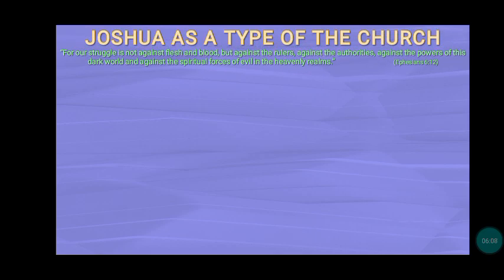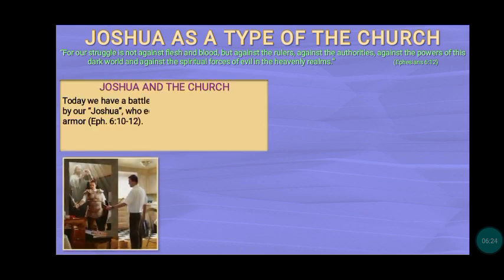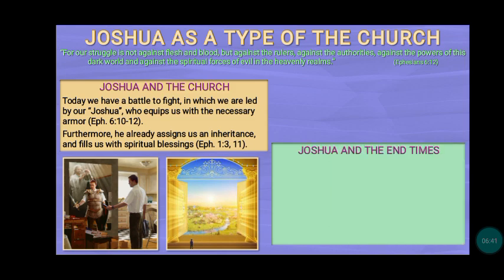Joshua is a type of the church. For our struggle is not against flesh and blood, but against the rulers, against the authorities, against the powers of this dark world, and against the spiritual forces of evil in the heavenly realms. Joshua and the church. Today we have a battle to fight in which we are led by our Joshua, who equips us with the necessary armor. Furthermore, he already assigns us an inheritance and fills us with spiritual blessings.